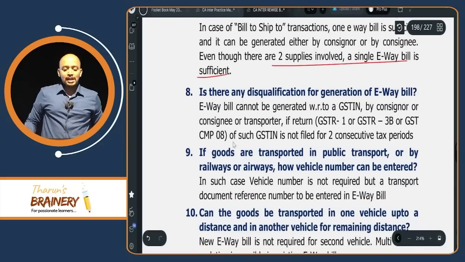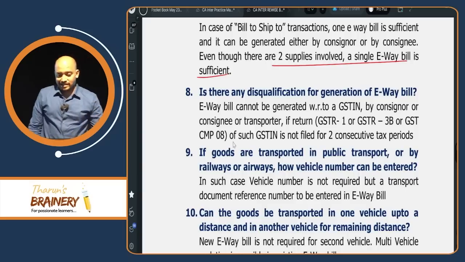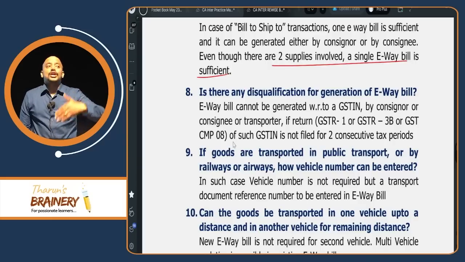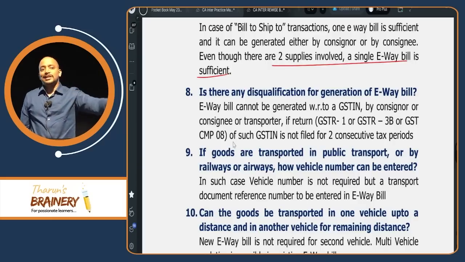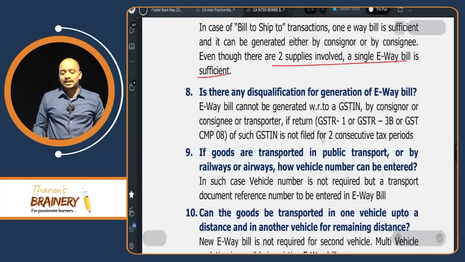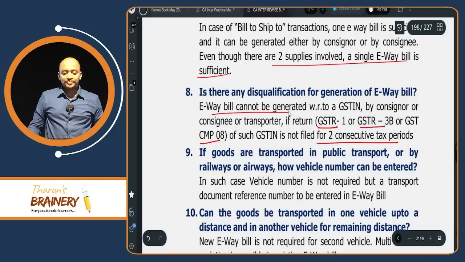Is there any disqualification for generation of e-way bill? Yes. If you are not filing returns for 2 consecutive periods, you cannot generate e-way bill. Your e-way bill facility will be blocked. Which returns? GSTR-1, GSTR-3B or CMP-08. If these 3 returns are not filed for 2 consecutive periods, e-way bill cannot be generated.